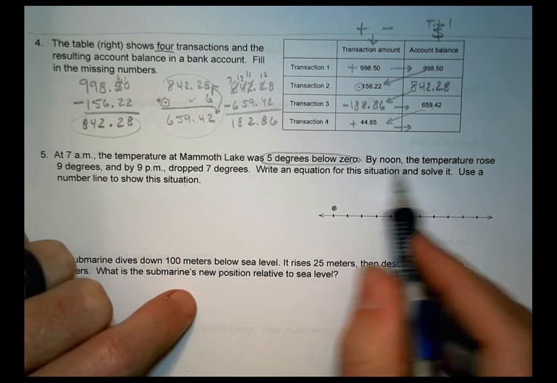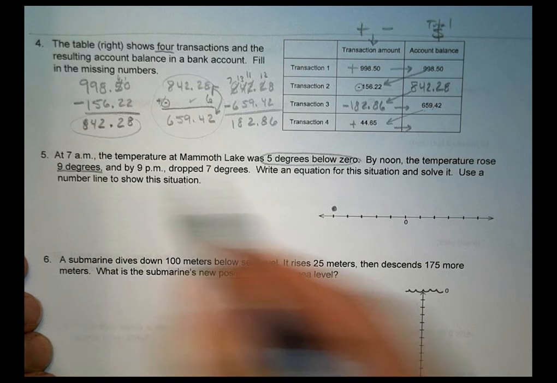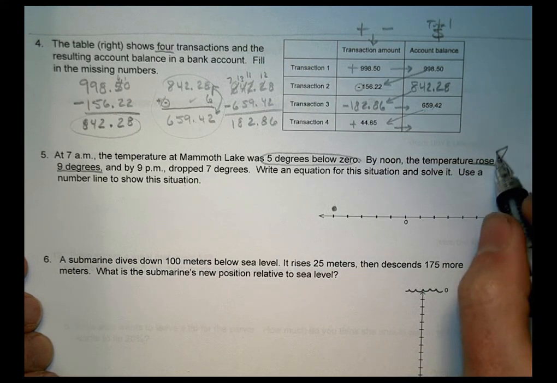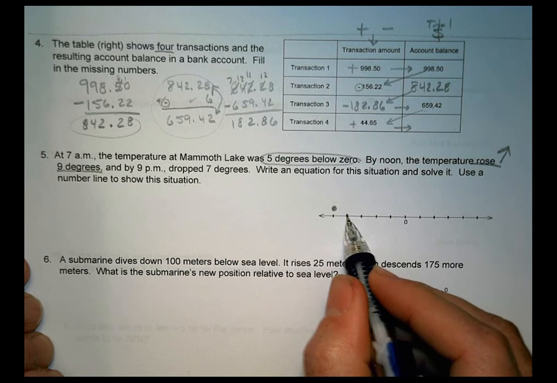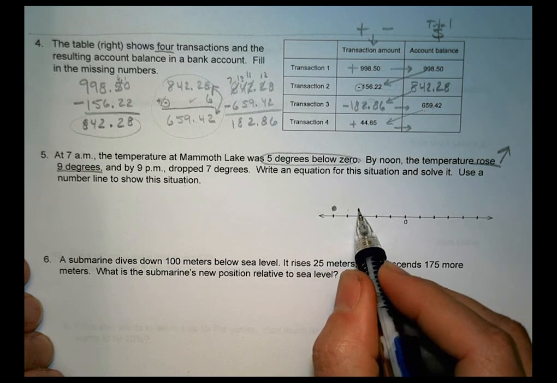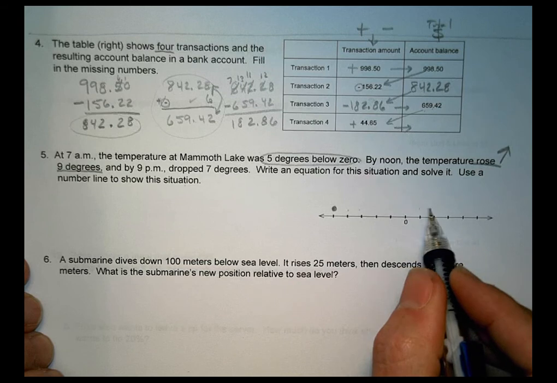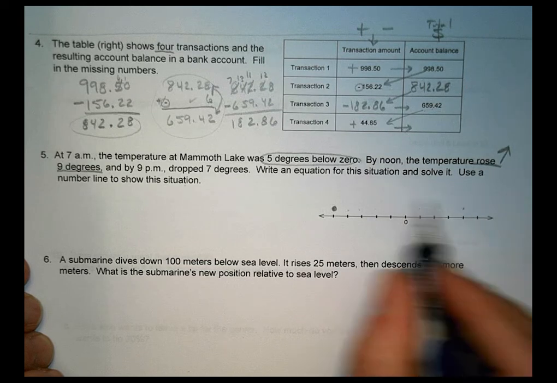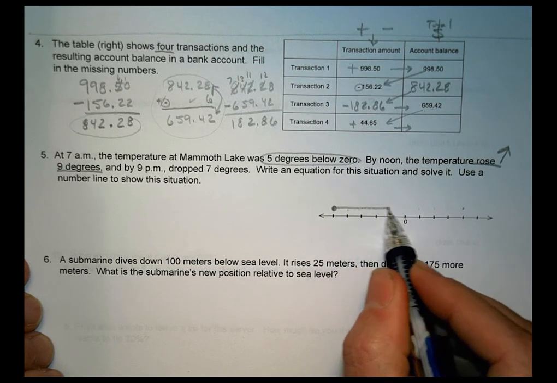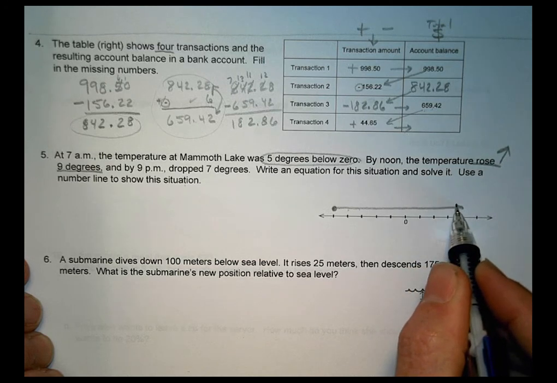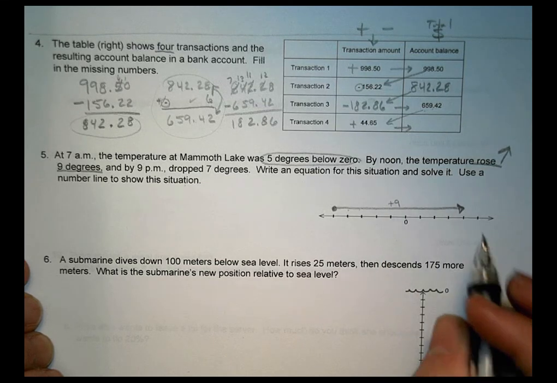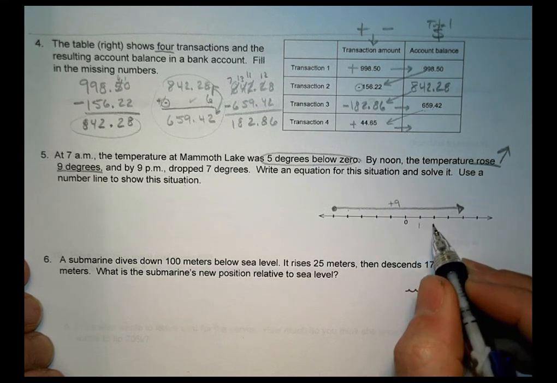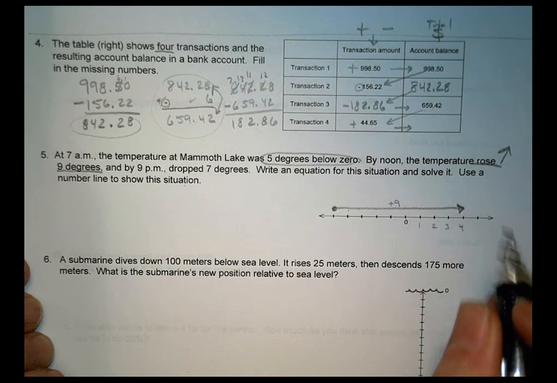By noon, the temperature rose 9 degrees. So if it rose, that means it's going to increase 9 degrees. Let's draw that out there. So here's 1, 2, from here, we're going to go 1, 2, 3, 4, 5, 6, 7, 8, 9. We're going to go to that point. So temperature is going to increase from -5 to this point, which is an increase of plus 9 degrees. And we can see that that means it's at 1, 2, 3, it's actually 4 degrees right there.